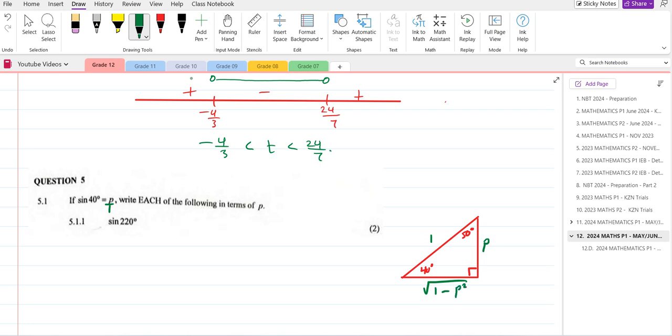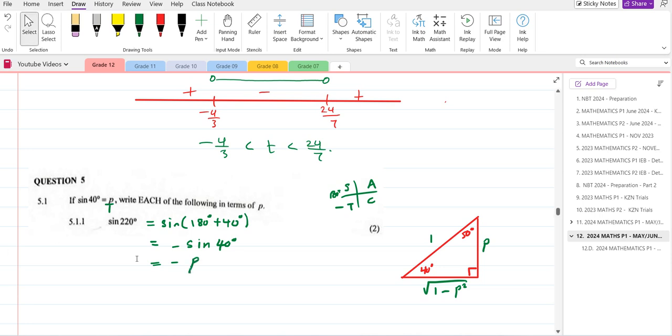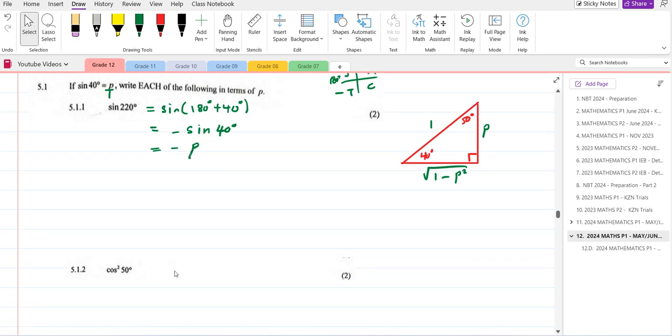Now let's write sine 220. Sine of 220 degrees is in the third quadrant. How do we know that? Because that's sine of 180 plus 40, and that can reduce into negative sine 40 degrees, because sine in the third quadrant, on the cast diagram, is negative. The 180 degree line is here. Now negative sine 40, what is sine of 40? P over 1, so it's negative p. I hope you guys are understanding. Let's move on to the next one.